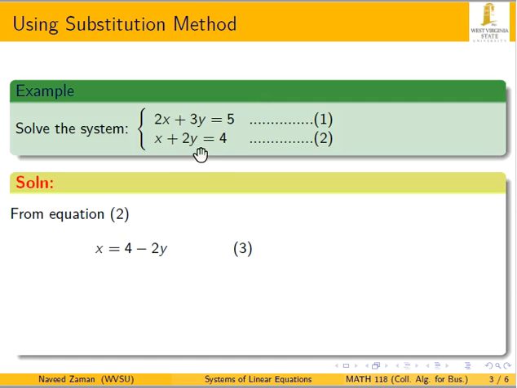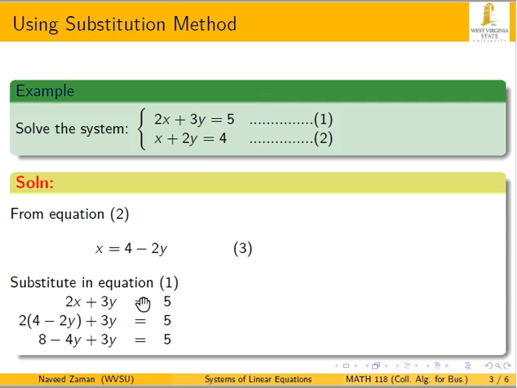So from equation 2, x is equal to 4 minus 2y. And I'll call this equation 3. Then we'll substitute that in the other equation, which is equation 1. So we replace x by 4 minus 2y. And now we have an equation in y only, and we'll solve that equation for y. And we find that y is equal to 3.